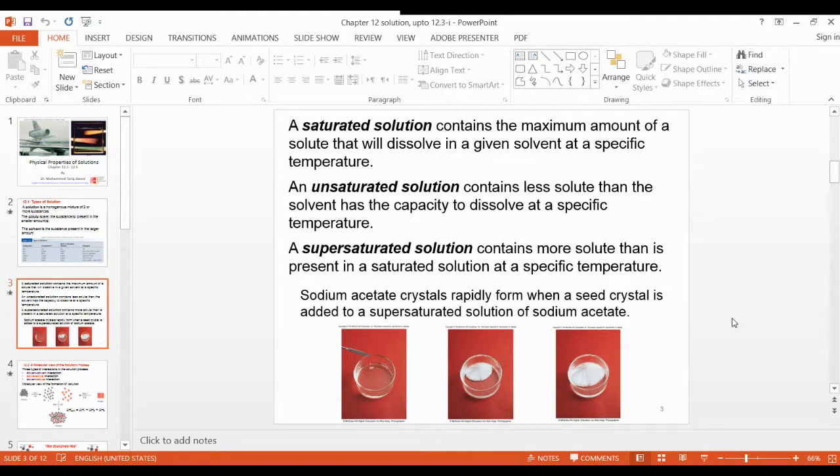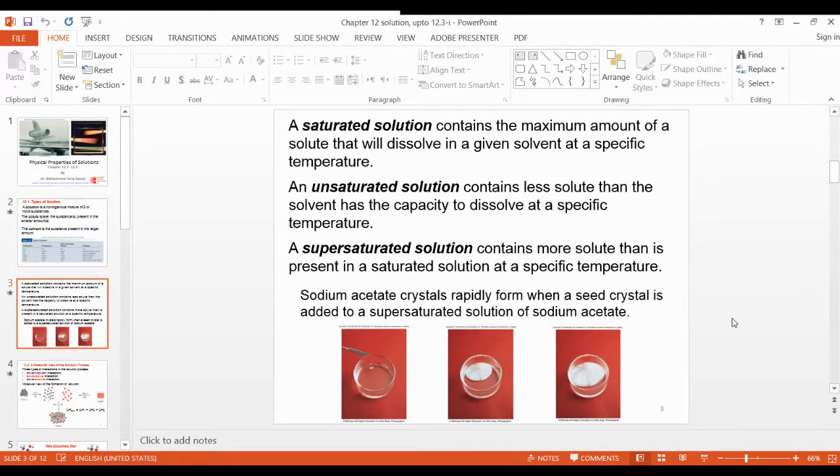A supersaturated solution contains more solute than is present in a saturated solution. Whatever solute you add to a saturated solution, in this case you also have a greater quantity of solute as compared to the saturated solution at a specific temperature. Sodium acetate crystals rapidly form when a seed crystal is added to the supersaturated solution of sodium acetate.